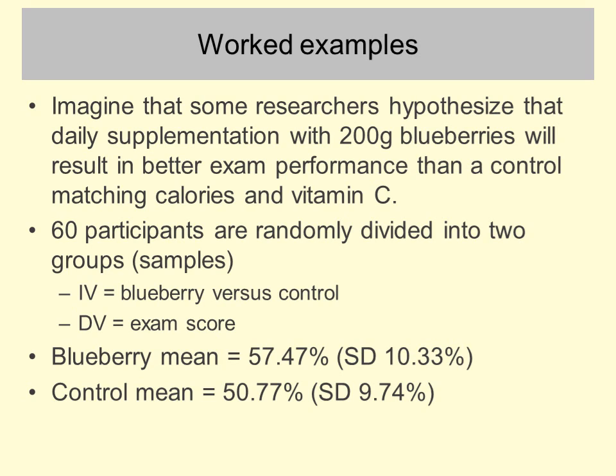Now the results of the experiment show that the blueberry group get average exam scores of 57.47% with a standard deviation of 10 and a bit. And the control group, they don't do as well. Average exam score 50.77, standard deviation just under 10. So on the face of it, there's some evidence there that the blueberries had an effect.